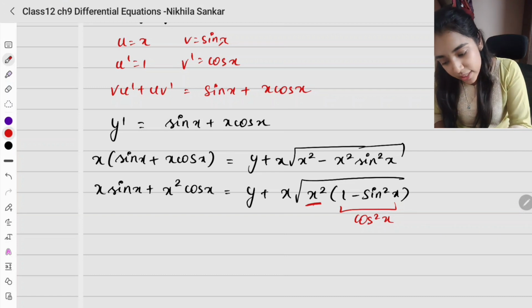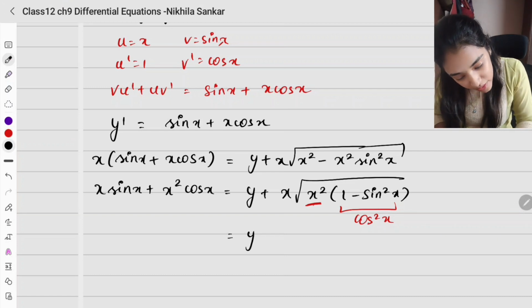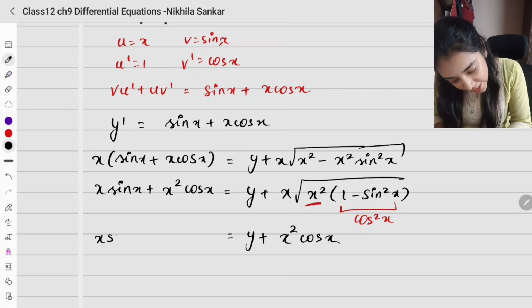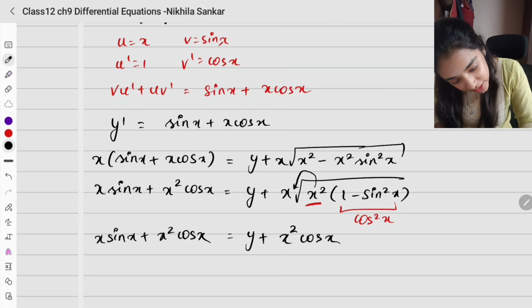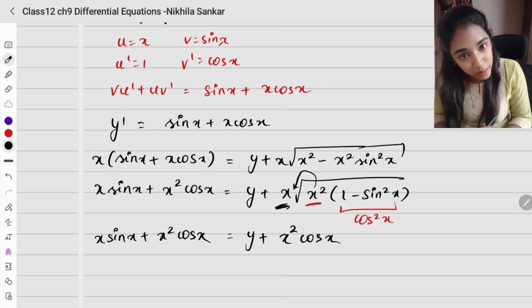So square root kulle indha rendume velila vandaduna, what will I have? I'll have y plus x square times cos x. Correct? And here I'll again have x sin x plus x square cos x. You understood what I did here? In the x square term velila vandaduna, it becomes an x and it gets multiplied with this x. So adala x square aichu. Cos square x square root out velila vandaduna, it will be cos x.